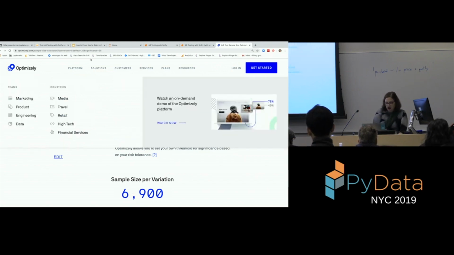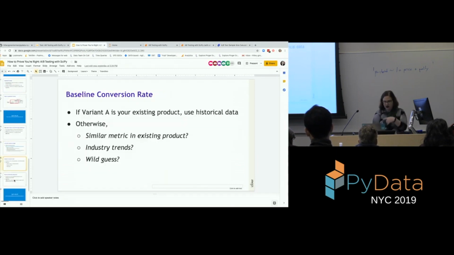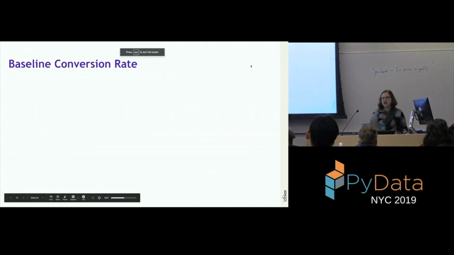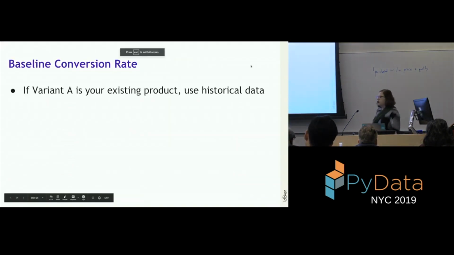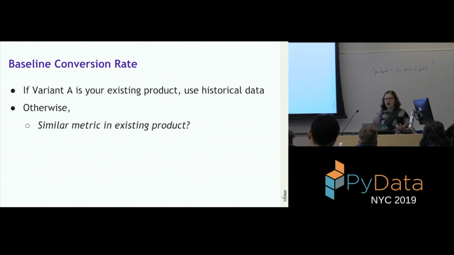Now let's talk a little bit more about that minimum detectable difference. Baseline conversion. Okay, let's talk about these actually. So baseline conversion rate. How do we actually get the baseline conversion rate? If variant A is your existing property, you're basically saying A is control and B is something I want to change, it's really easy. You can just use some sort of historical data. Otherwise, you have some options.